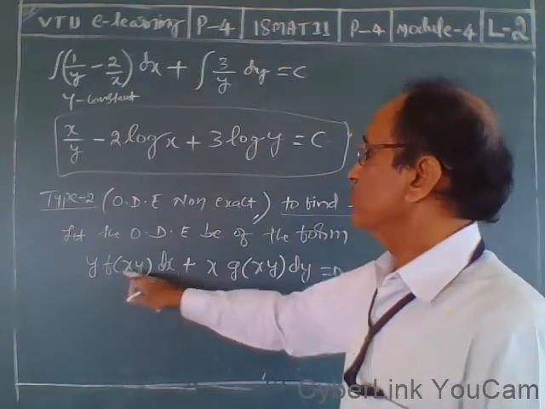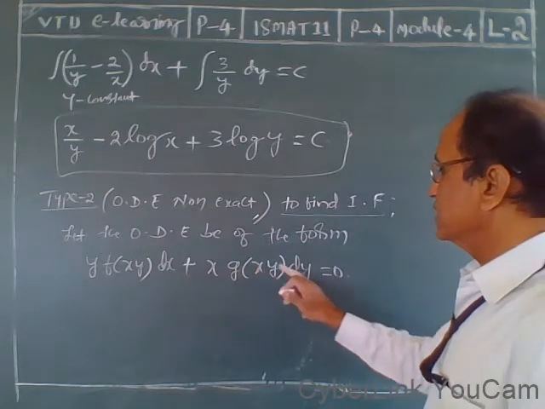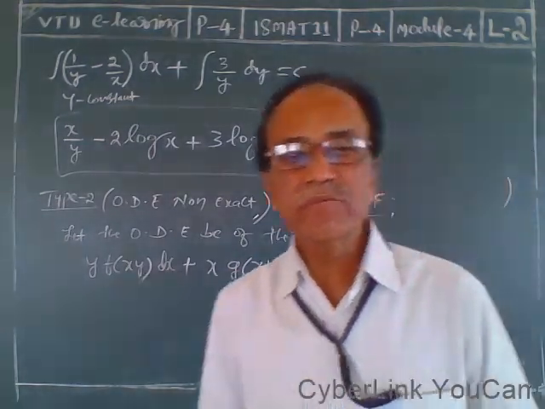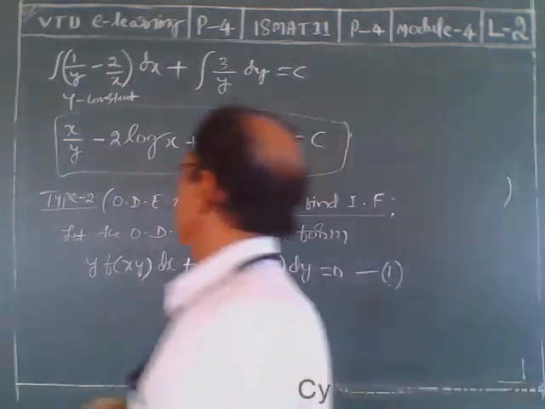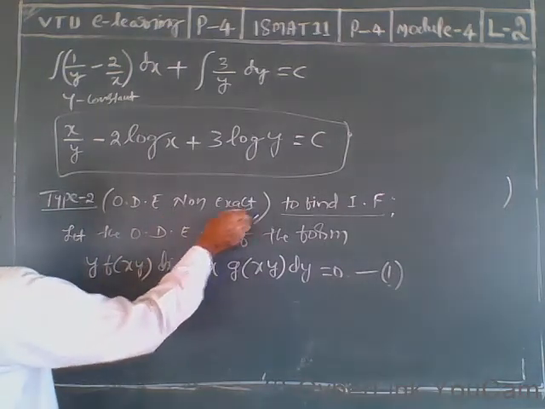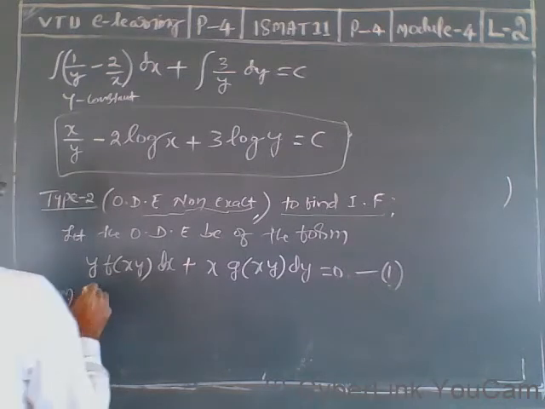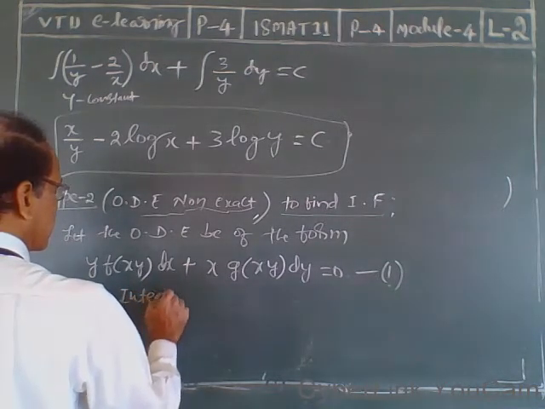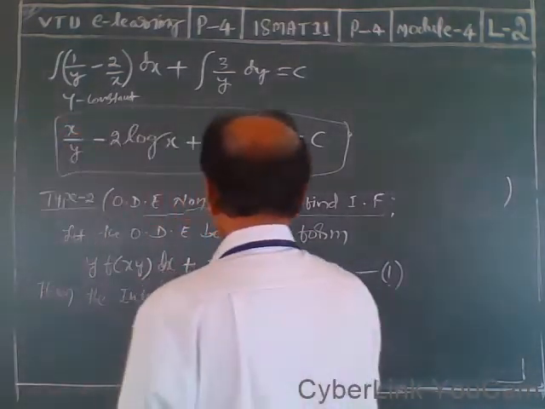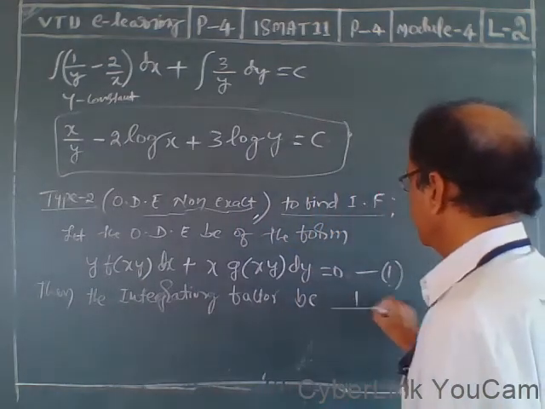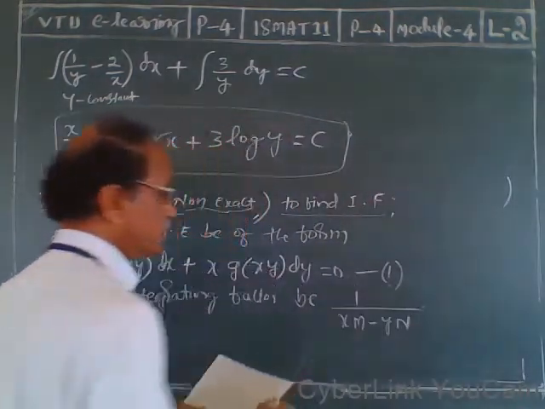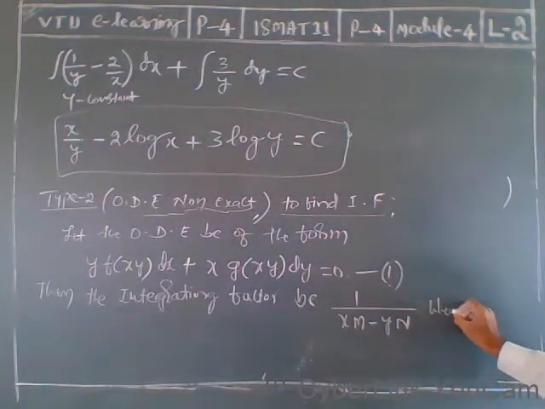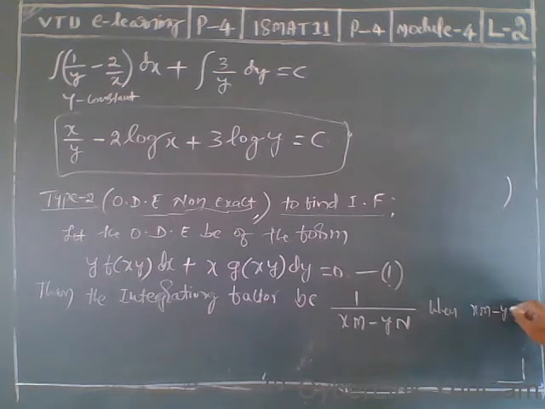That is y into f of x into y form and x into g of x into y form. That means inside it is product form, but there must be y outside and x outside. Therefore, if this is equation 1, and it is non-exact and also an ODE of this type, then the integrating factor is 1 divided by x into M minus y into N. This is the integrating factor, where the denominator x into M minus y into N is not equal to 0. This is the condition we are going to impose.